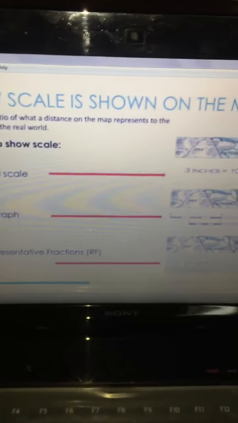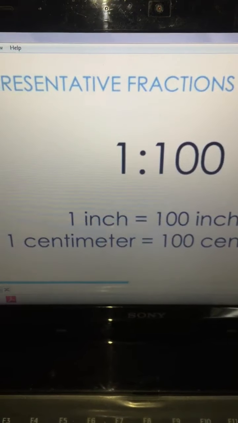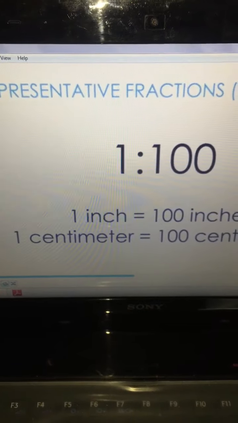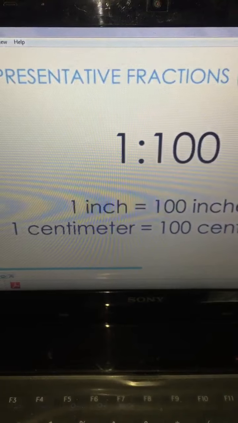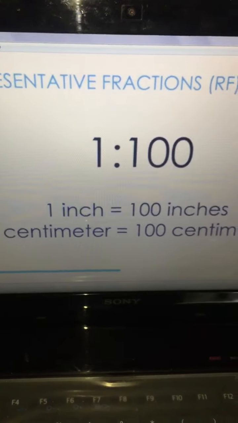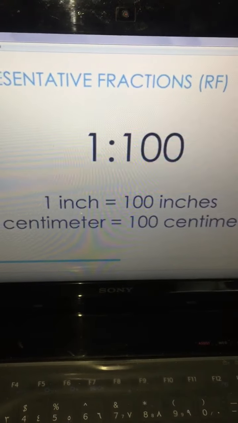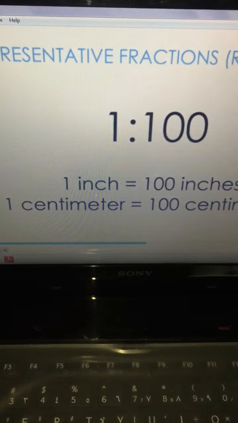Representative fractions are similar to verbal scales, but are independent of any specific type of measurement unit. For example, you may see a 1 to 100 ratio. This means that the unit on each side of the colon is the same. Therefore, in this example of 1 to 100, it could mean 1 inch equals 100 inches on the ground. The same holds true for 1 centimeter on the map being equal to 100 centimeters on the ground. The type of unit doesn't matter.